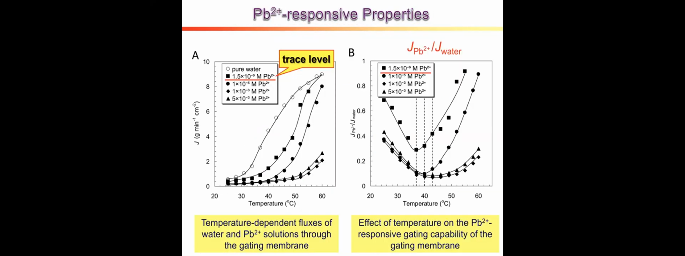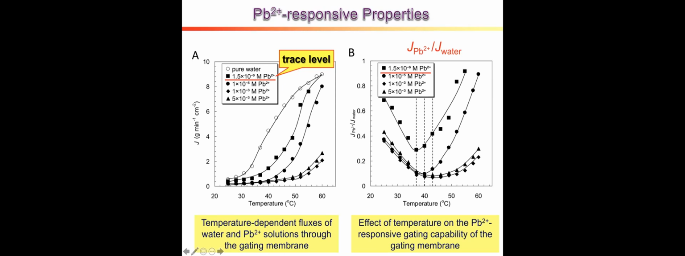So when the complexation reaches saturation, we just increase the temperature, so the lead ions can be released from the copolymers and the membranes can be used again. In this figure we show the temperature dependence of the solution flux through the gating membrane. The membrane can respond to trace levels of lead ions.